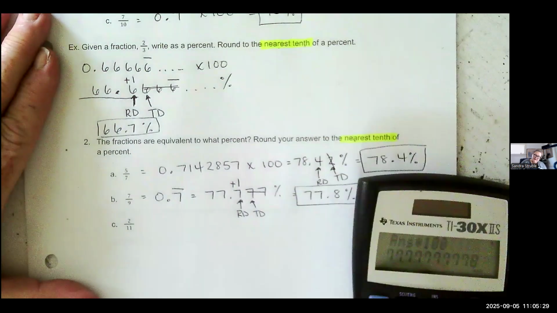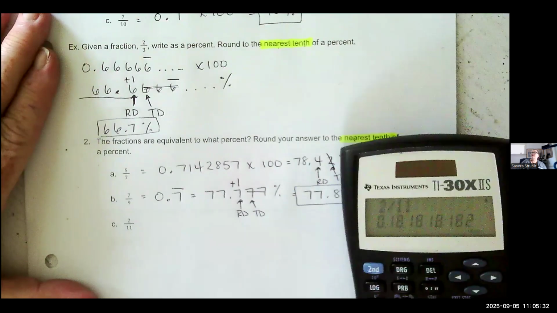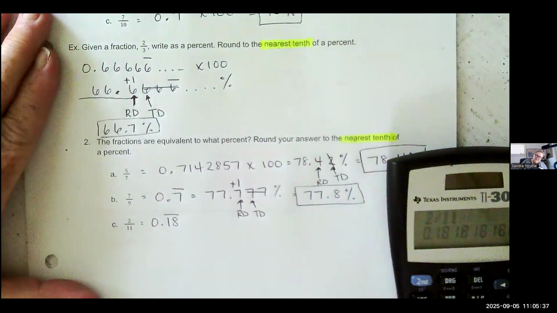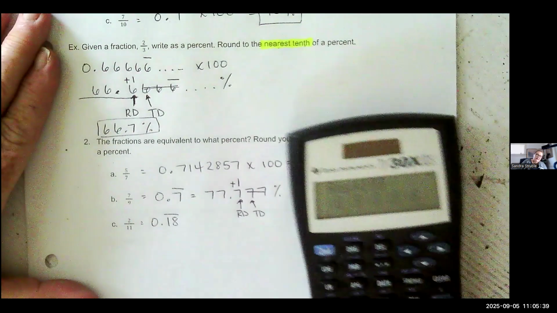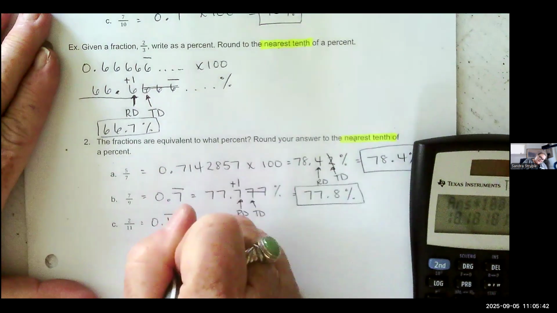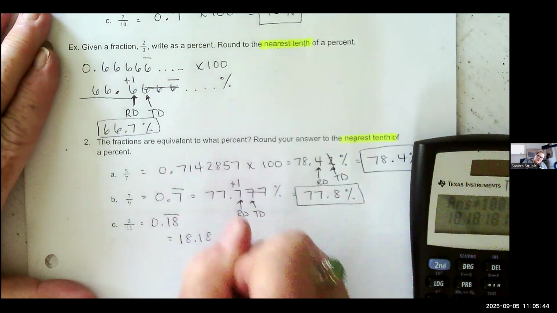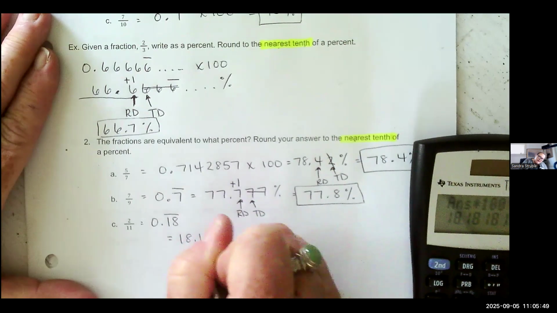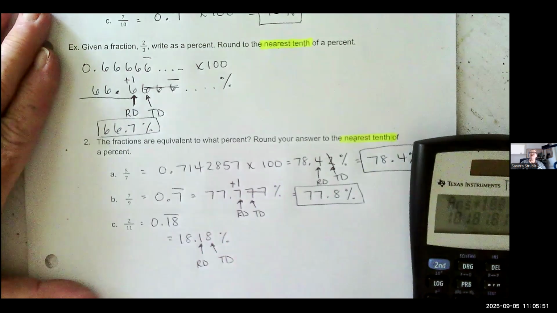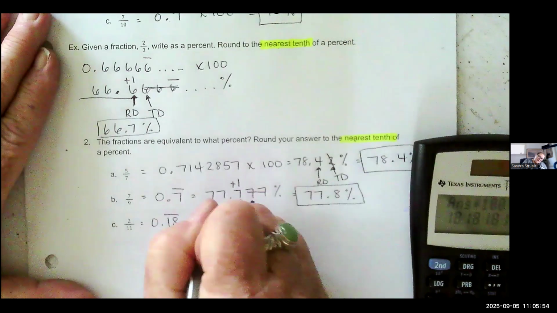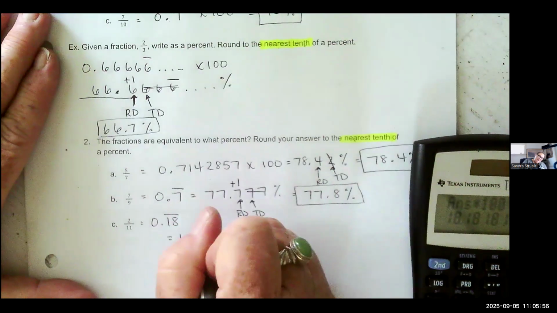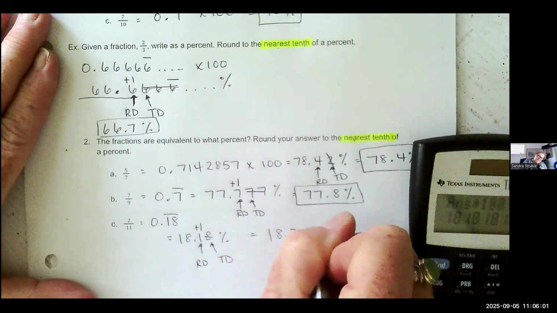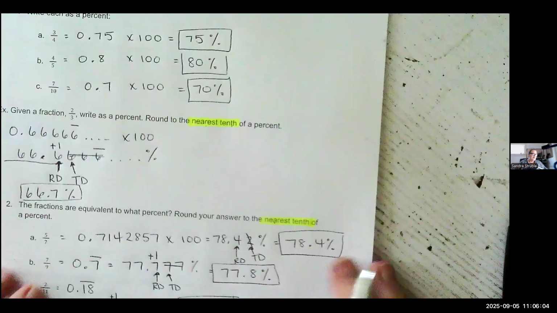Next one is 2 divided by 11. 0.18 continuous. Times 100. And that's 18.18. I'm just going to leave it like that because I only need these two places right here. I need my rounding digit and I need my test digit. My test digit is greater than 5, so I need to add 1 to my rounding digit, and anything to the right becomes 0. So my answer is 18.2%. Let me know what questions you have regarding that.